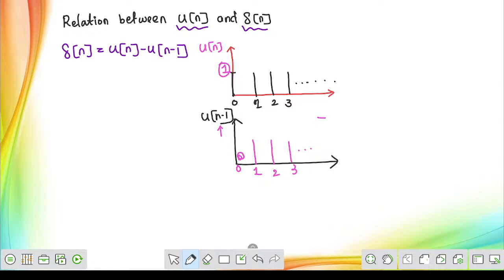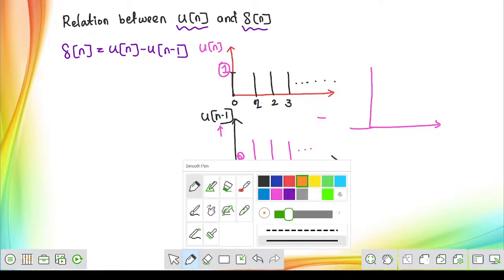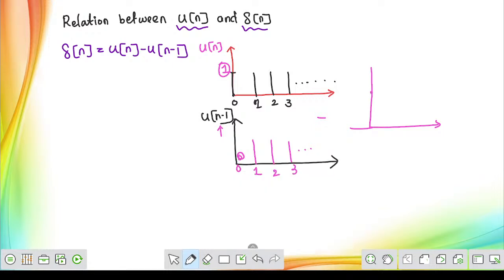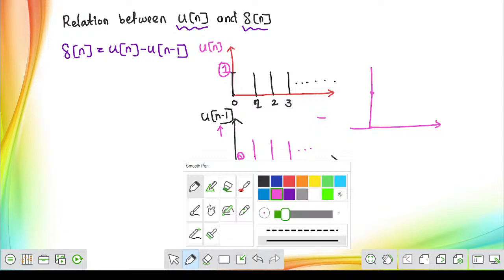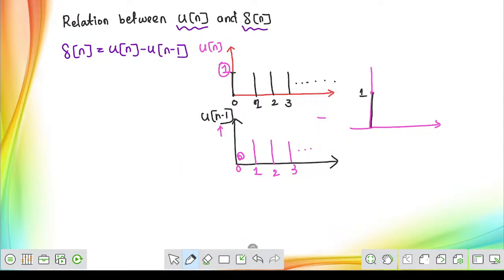The resultant answer, if you are subtracting these two waveforms, at the origin is 1. What about at n equal to 1? Here it is 1, and here also 1. 1 minus 1 is 0. At n equal to 2, 1 minus 1, 0. At n equal to 3, 1 minus 1, 0. So everywhere it is 0 except at n equal to 0.